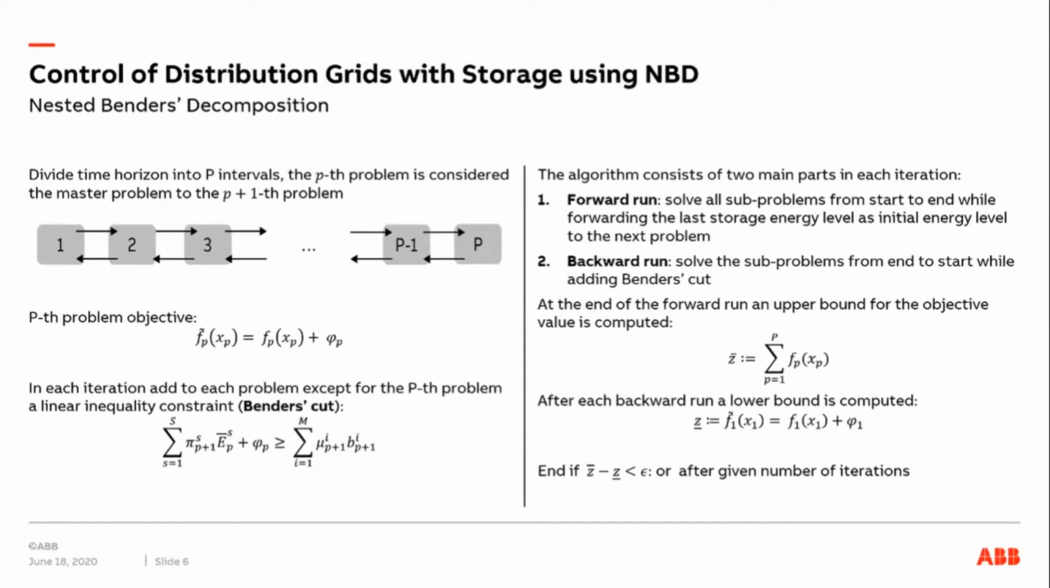At the end of the forward run, an upper bound for the objective function is computed as the sum of the objective functions of the single optimal power flows without the future cost. The other way around, during the backward iteration, a lower bound is computed, defined as the objective function of the first subproblem plus the future cost related to the other subproblems. So the iterative approach is stopped when the lower bound and the upper bound meet the criteria.